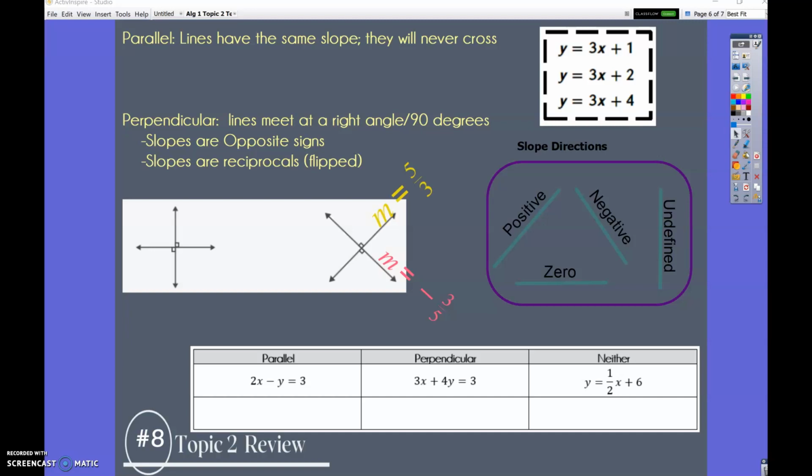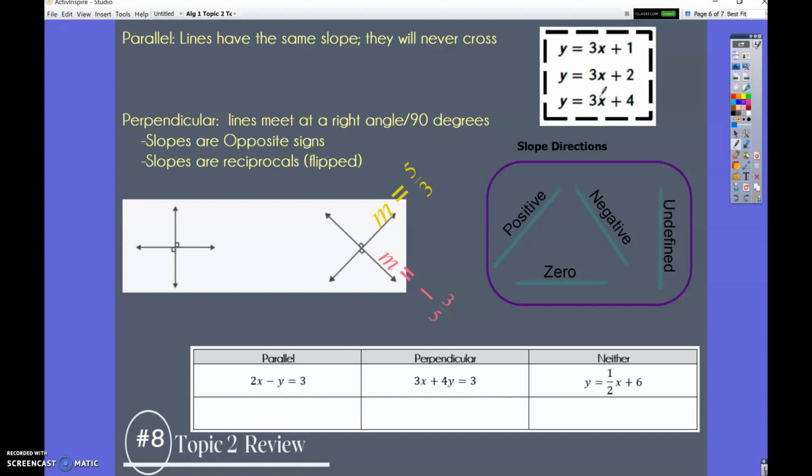For problem number 8 on your review, it's discussing lesson 2.4, where we're talking about parallel and perpendicular lines and how their slopes are related. So remember, parallel lines are ones that have the same slope. They never cross. For example, these 3 equations over here, the slope of each of the equations happens to be 3. That means all of those lines are parallel.